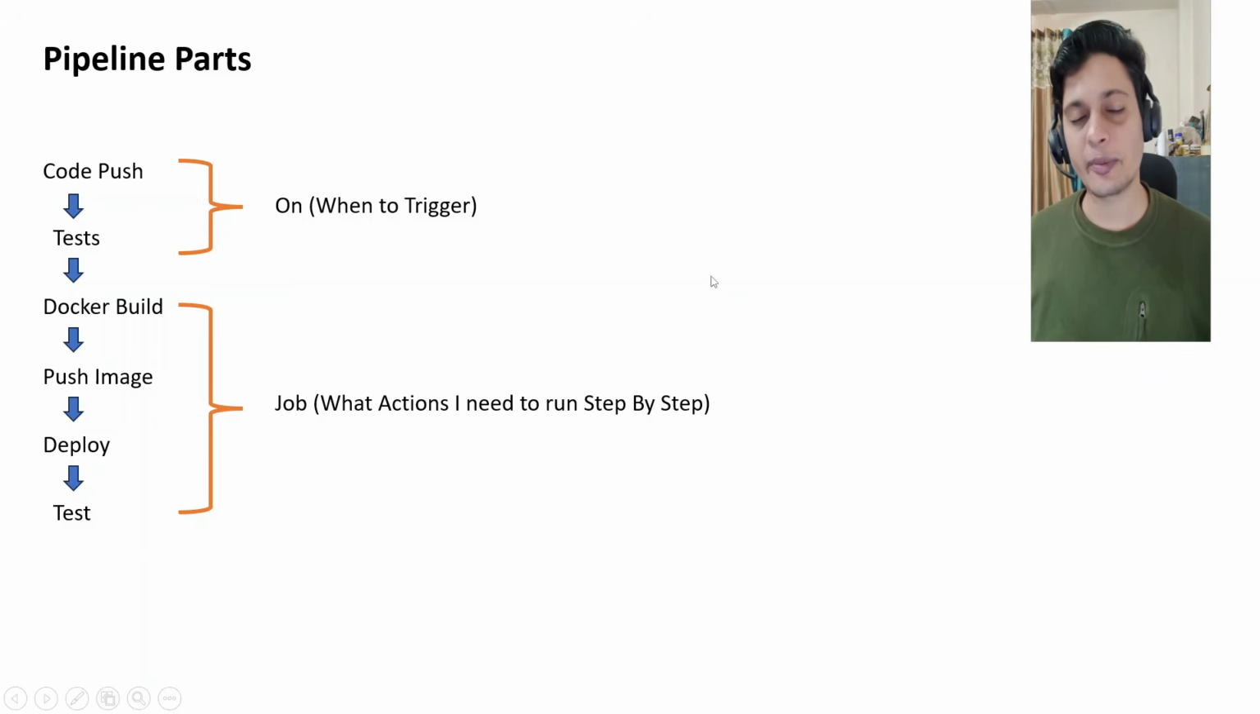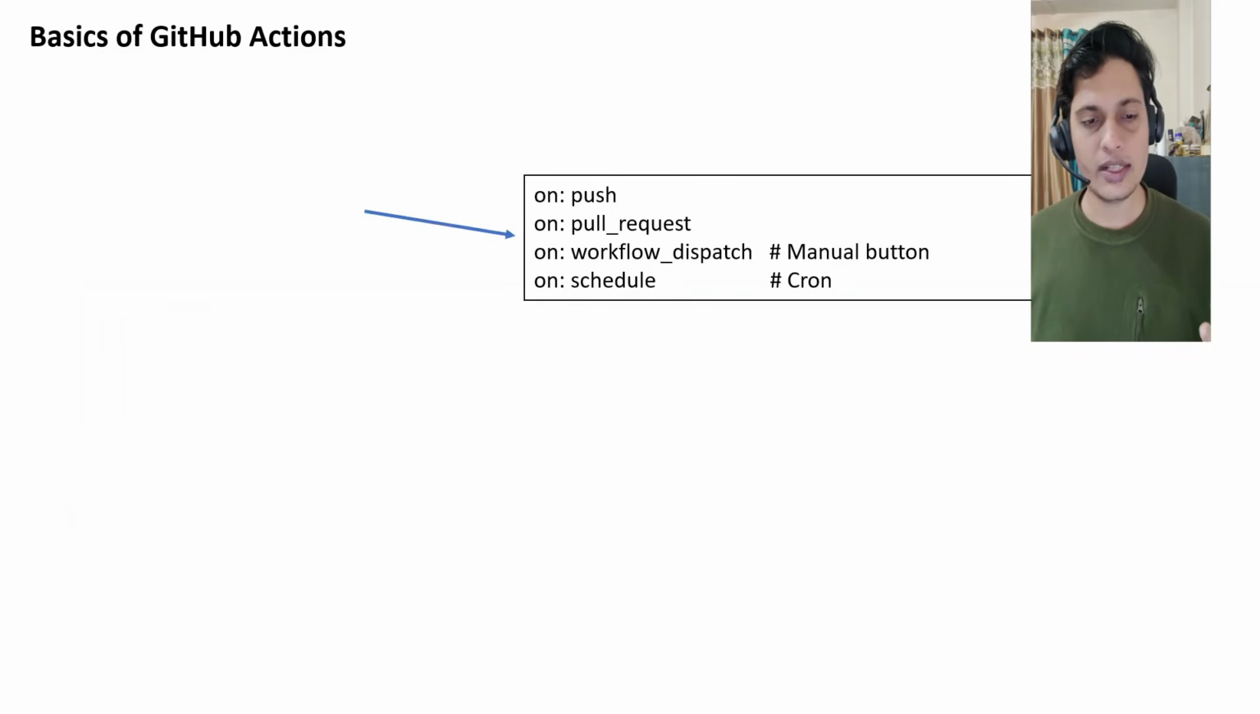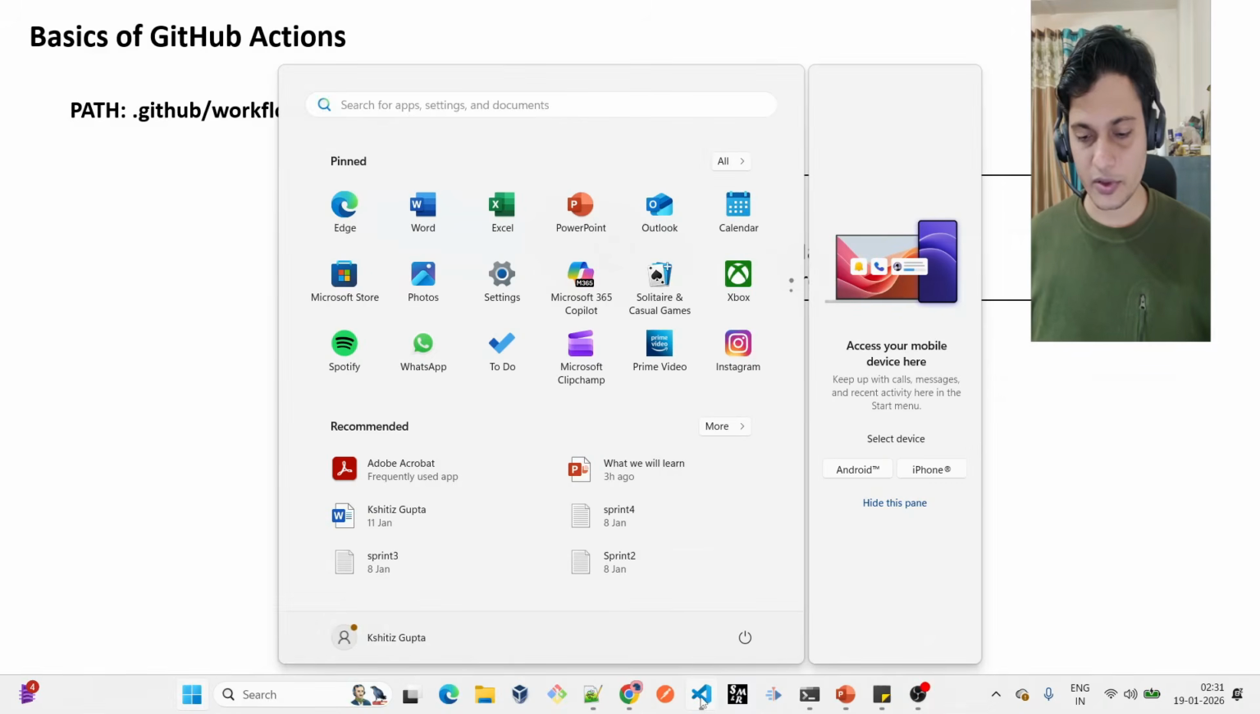So it is the pipeline part: what GitHub Actions will see and what GitHub Actions will do. Now let's come to the part where we are going to see the actual GitHub Actions YAML. How will this YAML look? It will be created wherever your project is. Let me show you.